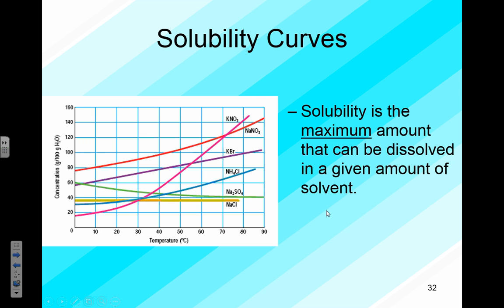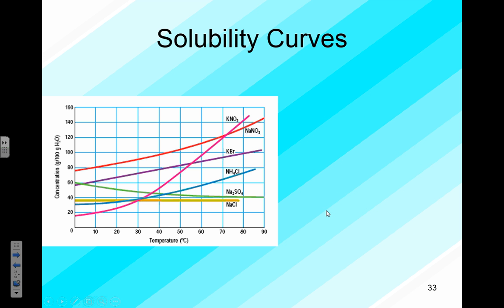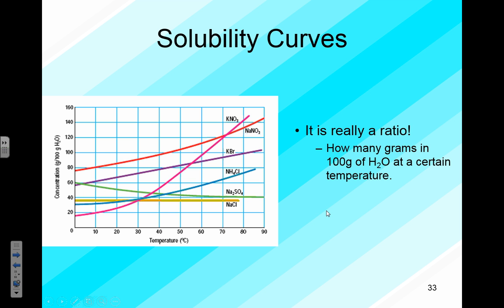So remember, solubility is the maximum amount that can be dissolved in a given solvent. So these lines represent the saturation point of the solutions at different temperatures in, and only in, 100 grams of water. So remember, it is tied to that. So really, it's a ratio because of that idea. So how many grams in 100 grams of water at a certain temperature?